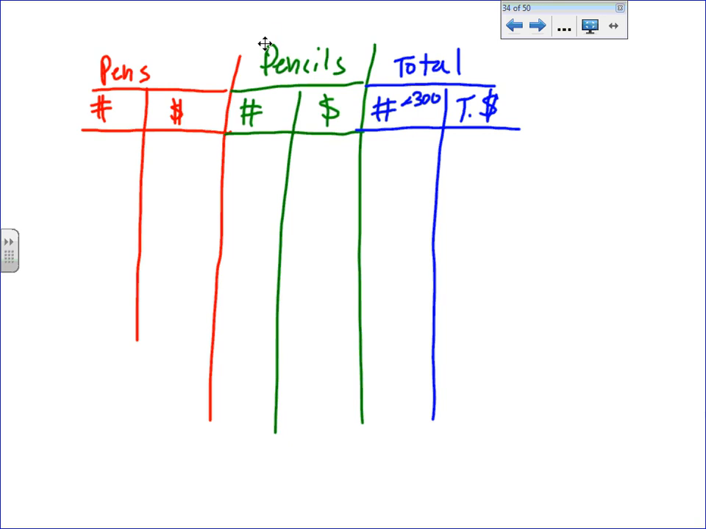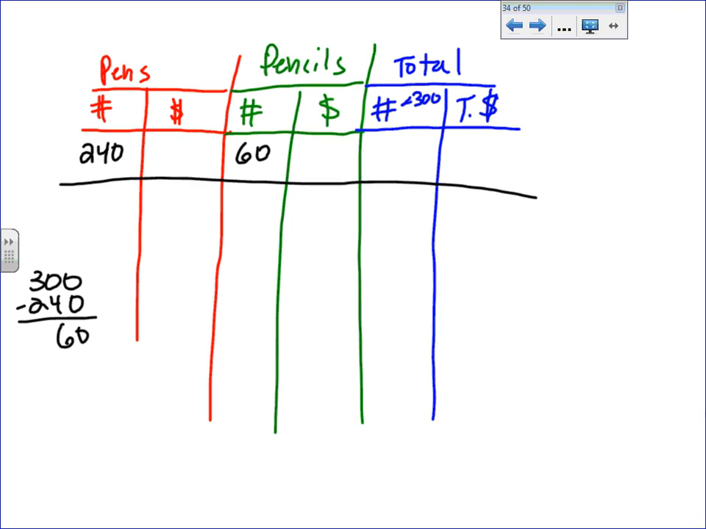And then I said, okay, I know that I want to sell as many pens as possible, and it says that you can sell no more than 240. If I do 240, this has to be less than 300, so I said 300 minus 240, that's 60. Well, that'd be 60 pencils. Oh, sorry, it needs to be less than that. So 59, that would make 299.